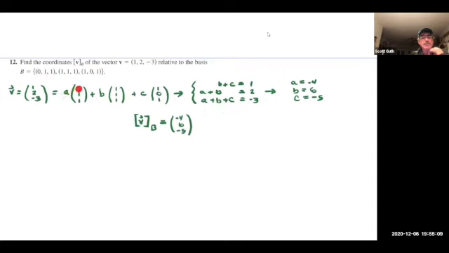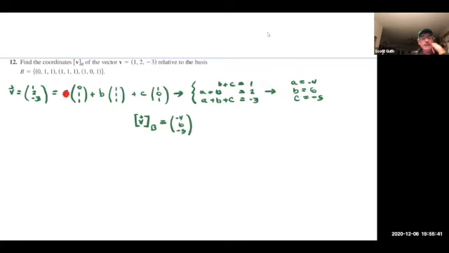First equation is 0a plus b plus c equals this first entry, which is a 1. And so that's the first equation there. And then a plus b plus 0c is the second element, which is 2. And so that's the second equation over here. So you get this system of equations, and you take a little time to solve for a, b, and c. And those are the coordinates of the vector relative to this basis.